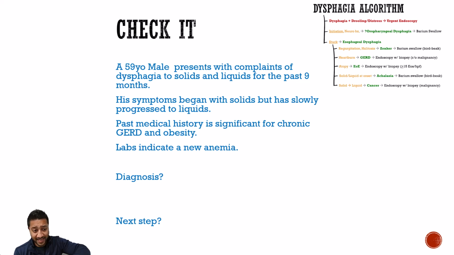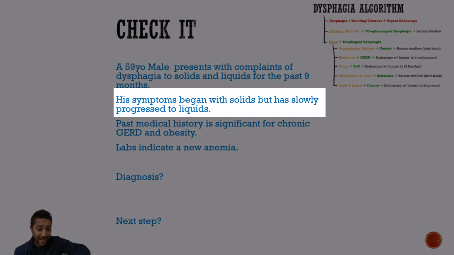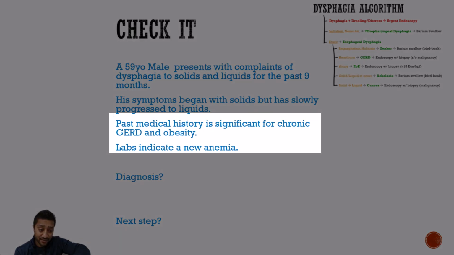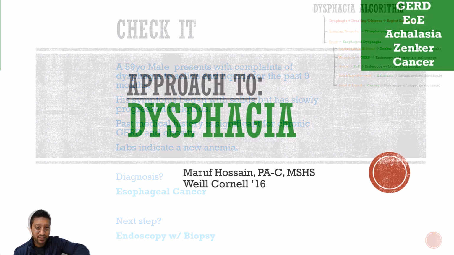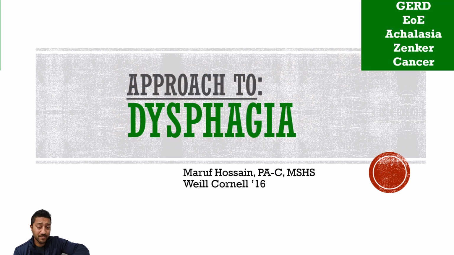This patient specifically has a classic pattern of solids progressing to liquids, as well as risk factors for cancer, therefore making esophageal cancer the most likely diagnosis. Now we can take this one step further, and by following the decision tree, we know that the next step for this patient must be endoscopy with biopsy to confirm your diagnosis. So as you can see, by using this algorithm, you can take a complex appearing clinical vignette and always know what your next step will be.